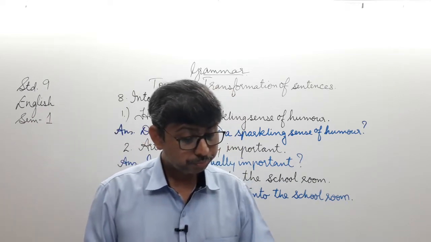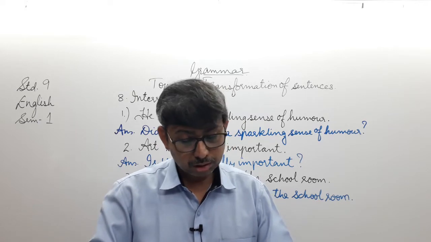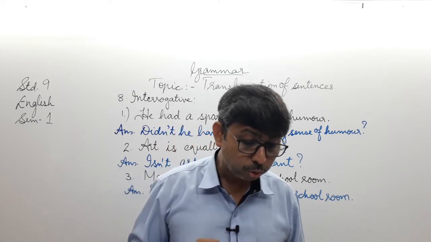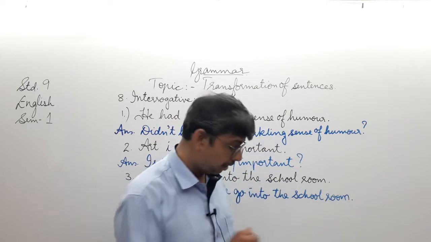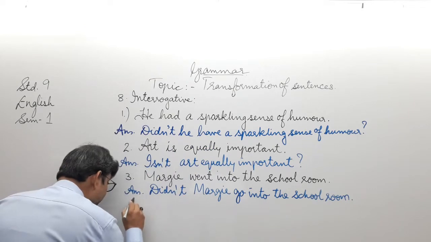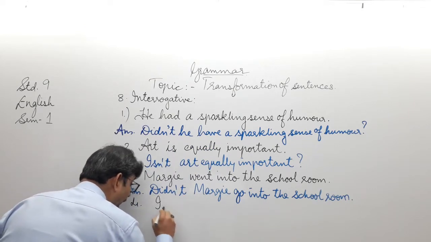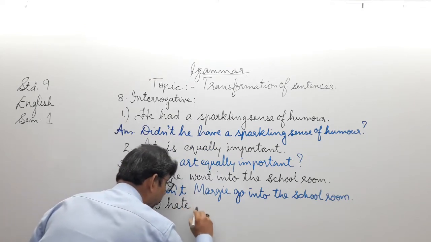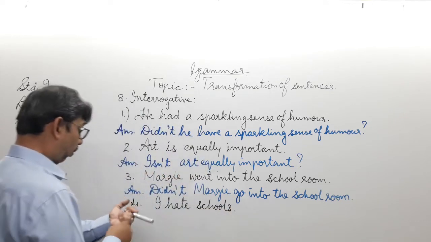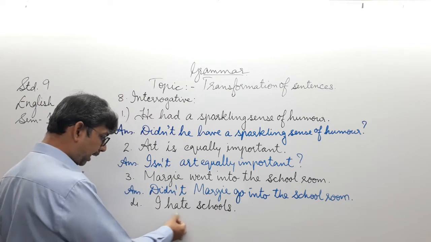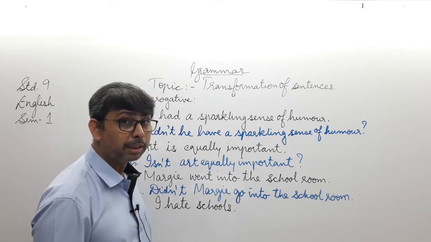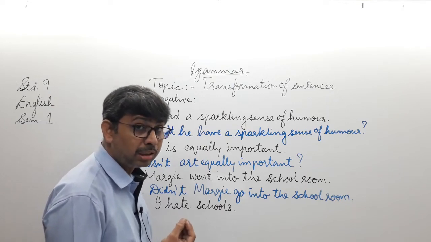One last interrogative sentence, a textual one. I hate schools. Well, we came across this sentence as well, isn't it? Where Margie had said that she didn't like schools. I hate schools. Yes. How do you see this sentence? I hate schools. It is a declarative sentence. It is an affirmative sentence saying something in the yes manner.